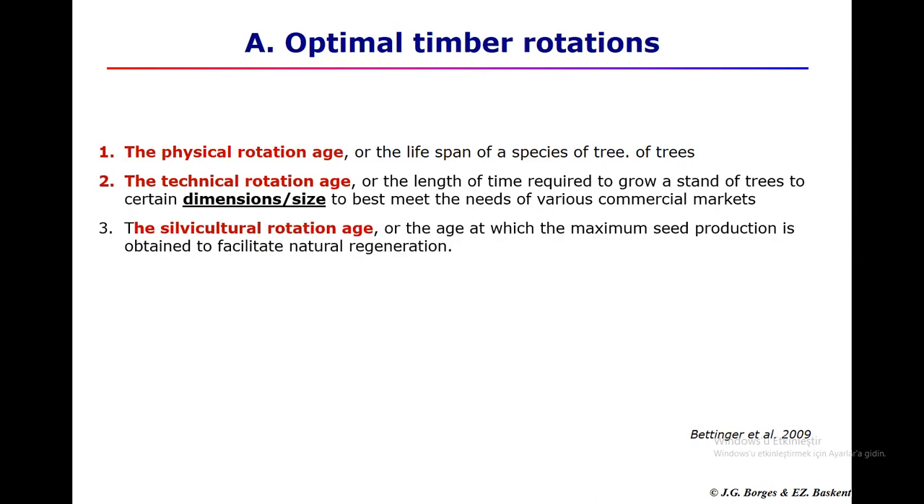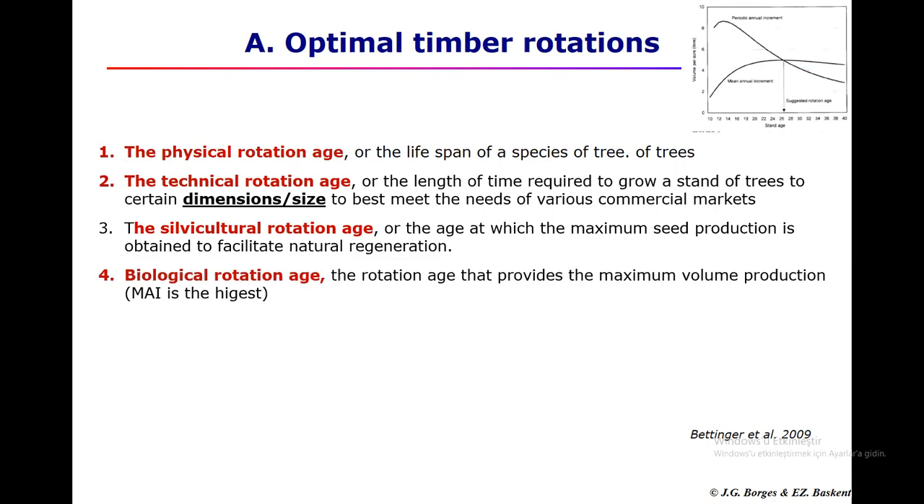Silviculture rotation age refers to the age where maximum seed production is obtained. There is a certain age or time where the trees provide the maximum seed. This becomes the silviculture rotation age, where we do not really focus on this one. Then there is the biological rotation age, the rotation age that provides the maximum volume production.